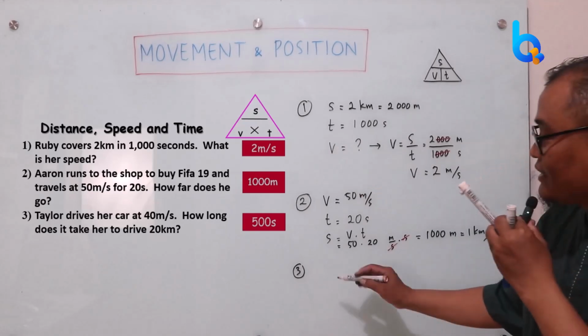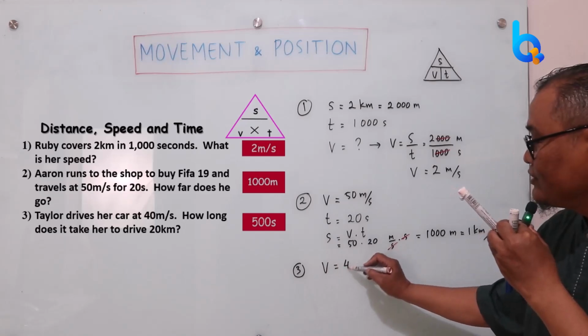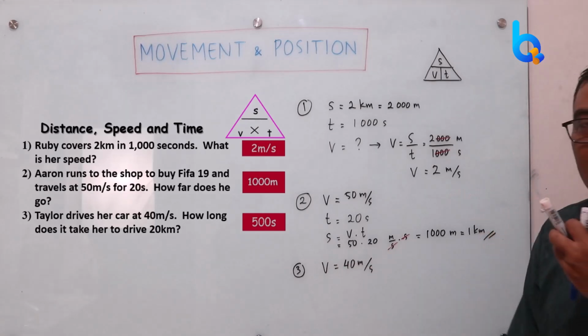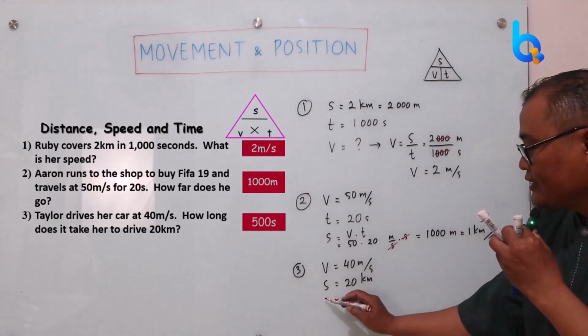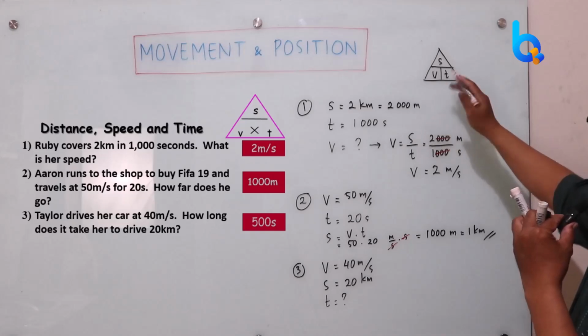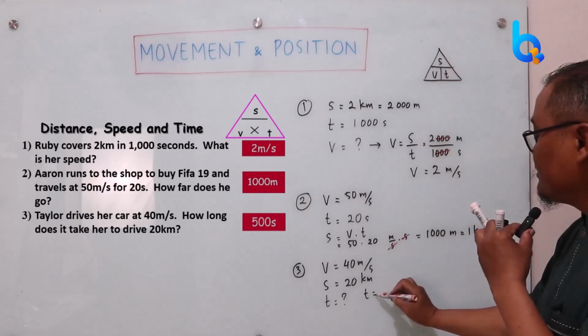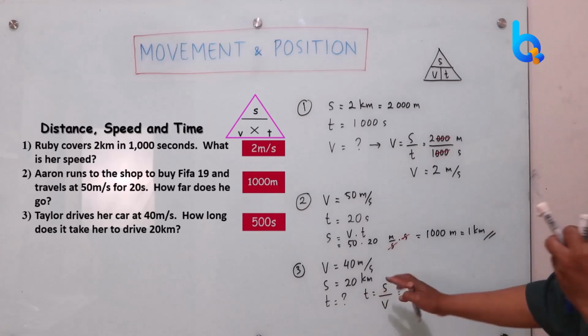Sarah drives her car at 40 meters per second. It means velocity is 40 meters per second. Then how long does it take to drive when the distance is 20 kilometers? The question is time. How long? From the magic triangle, T equals S over V.